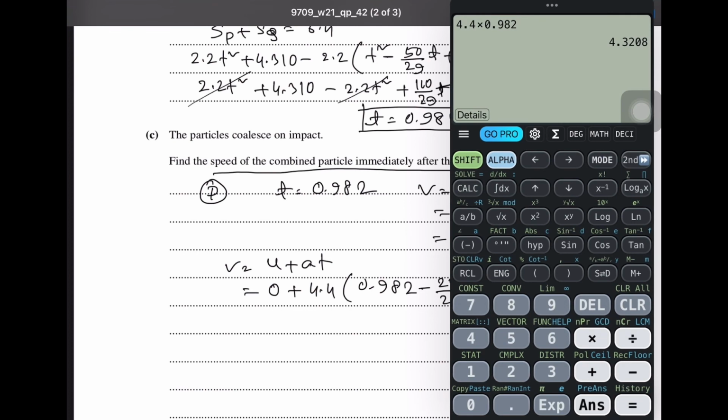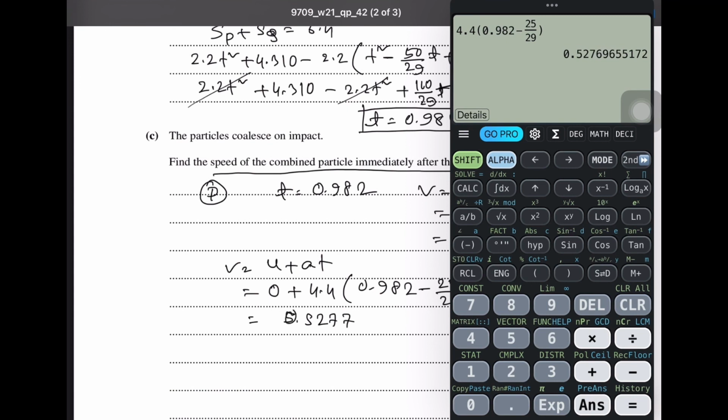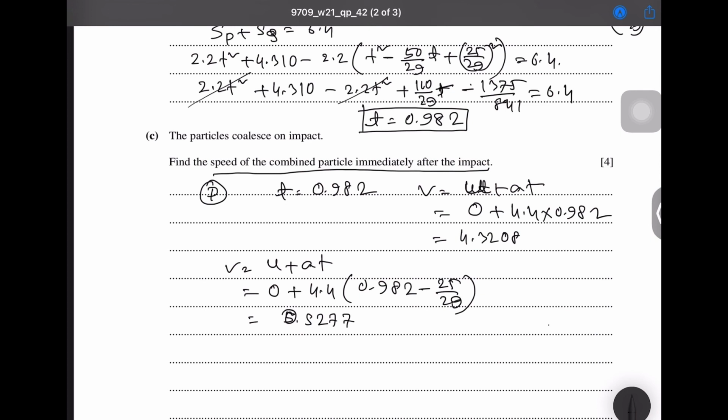Now let me simplify this. 4.4 into (0.982 minus 25 divided by 29) is becoming 0.5277.